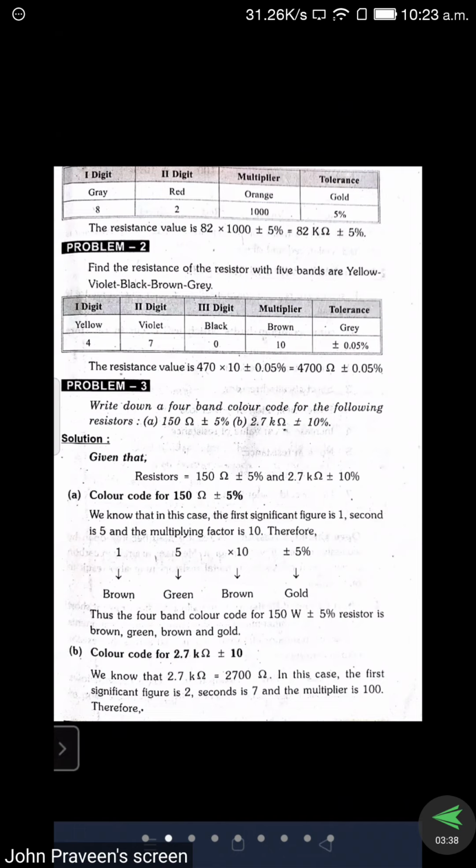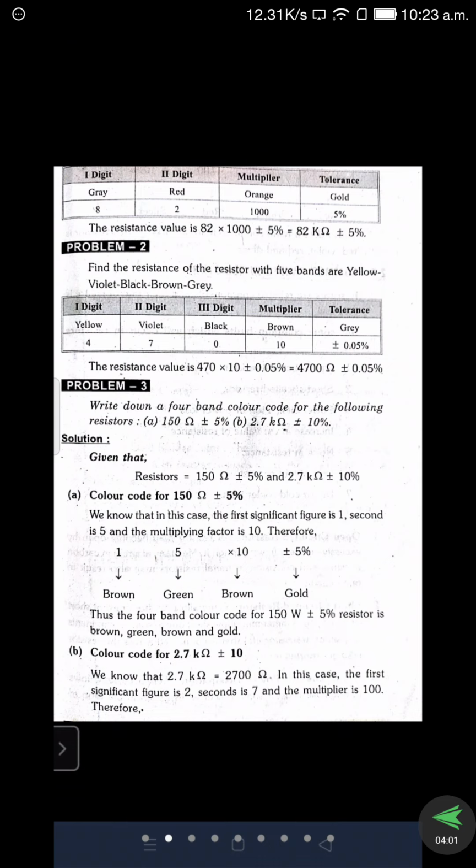Next, 5 and 1. We know brown indicates the 10, the first multiplier. Next, 5 indicates green. The 1 indicates brown. So this is the order of colors: first brown, green, brown, gold. So this is about the 150 ohms.